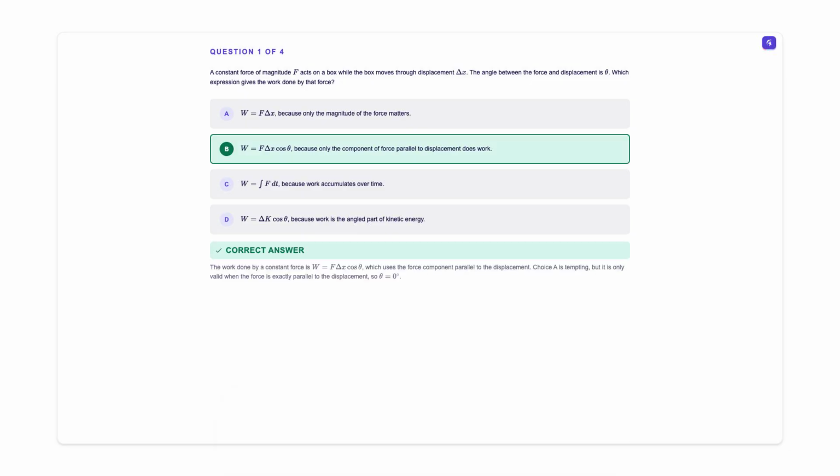The work done by a constant force is W = F delta x cos theta, which uses the force component parallel to the displacement. Choice A is tempting, but it is only valid when the force is exactly parallel to the displacement, so theta equals 0 degrees.